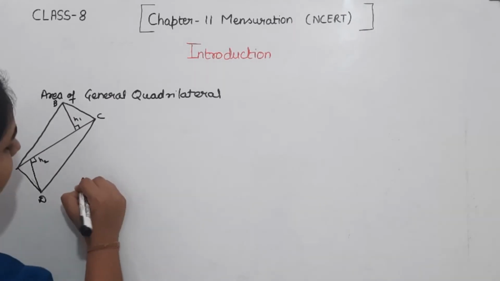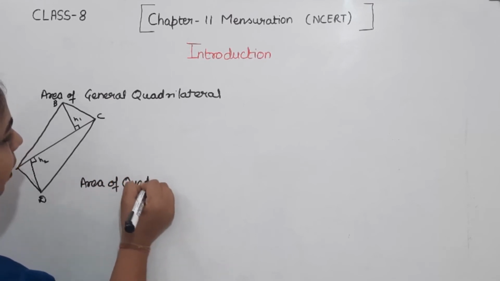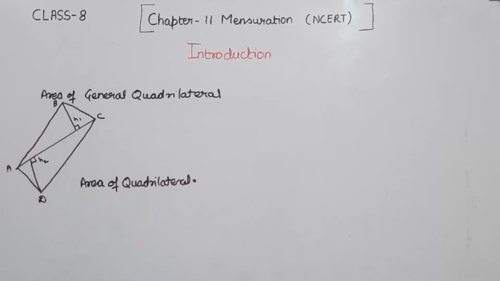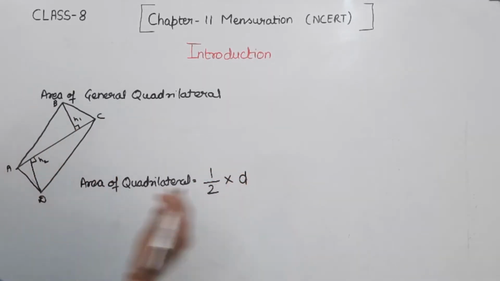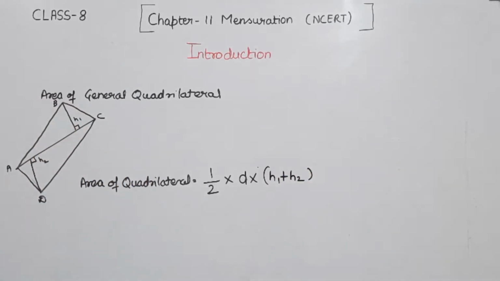So we can find this one. So I'm going to write here. Formula will be area of quadrilateral. This one will be equal to the half multiplied by diagonal. This diagonal AC, and this one multiplied by, we are going to add both the heights or the perpendicular. So this one we are having height 1 plus height 2. So this is the formula we are having for the general quadrilateral. Now comes to the next one.